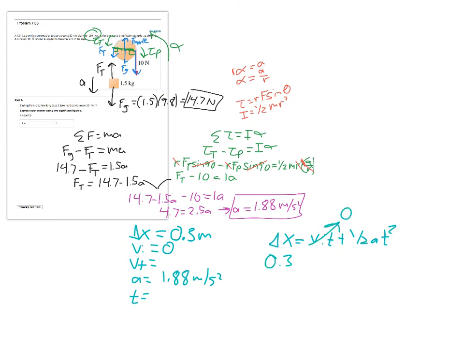So I can say 0.3 equals 1/2 times 1.88 t squared, and I end up getting a time here of 0.56 seconds. All right, and there's my answer. It's already to 2 sig figs, so we can just substitute that in.